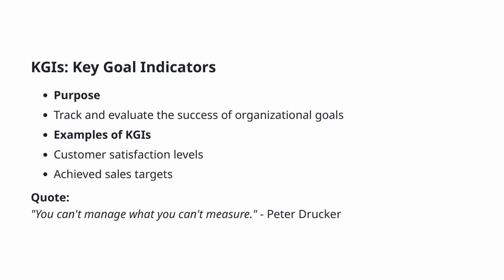Key Goal Indicators, or KGIs, play a crucial role in tracking and evaluating the success of organizational goals after they have been completed. For example, customer satisfaction levels and achieved sales targets are typical KGIs that an organization might monitor to gauge its success. As Peter Drucker famously said, "You can't manage what you can't measure." KGIs provide that necessary measurement framework to ensure that the organization can manage its objectives effectively. By analyzing these indicators post-completion, organizations can understand how well they have met their intended outcomes, allowing for insightful adjustments and improvements to future strategies.